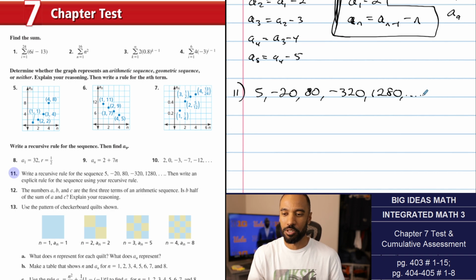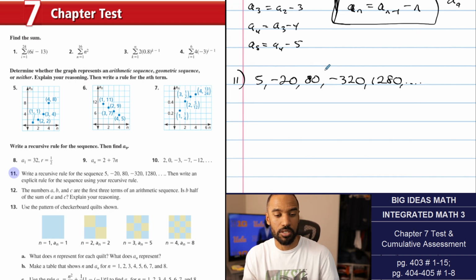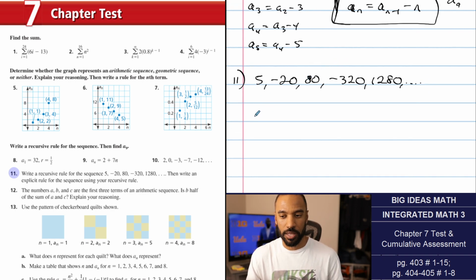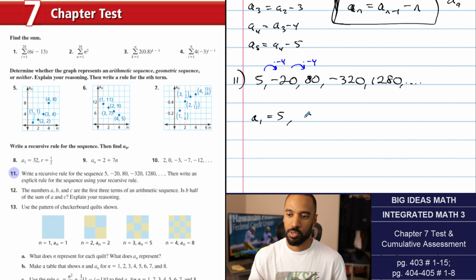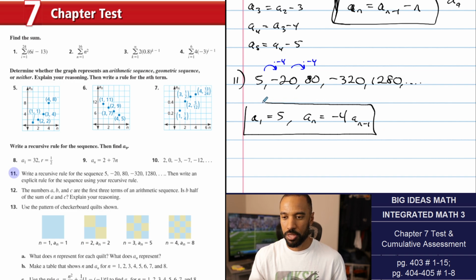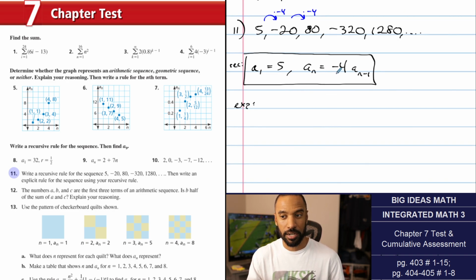No, yeah, I would probably use the recursive rule because you need the same two things. For the recursive rule for this, we need the first term, which is 5. This clearly, well, to me, clearly has a common ratio of times negative 4. Each time we're multiplying by negative 4. So it says to get the next term, take negative 4 times the previous term. There's the recursive rule.